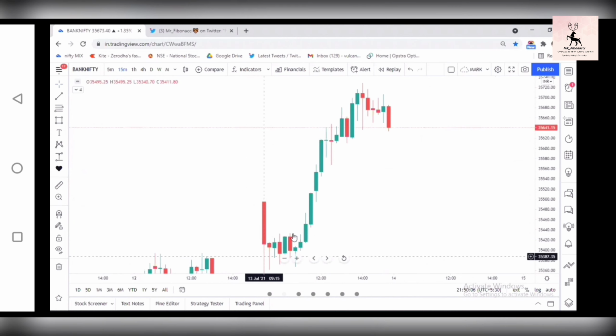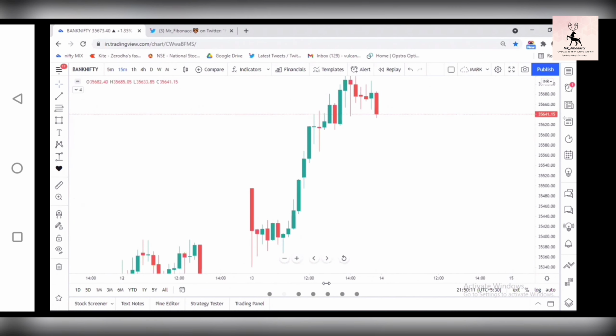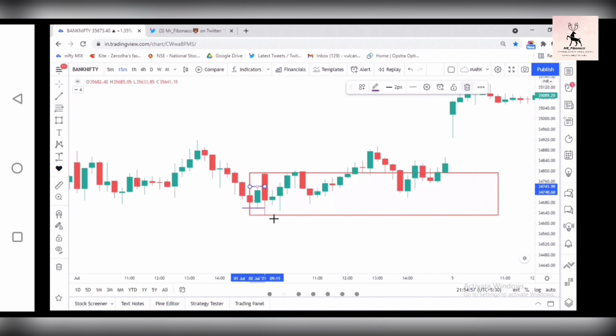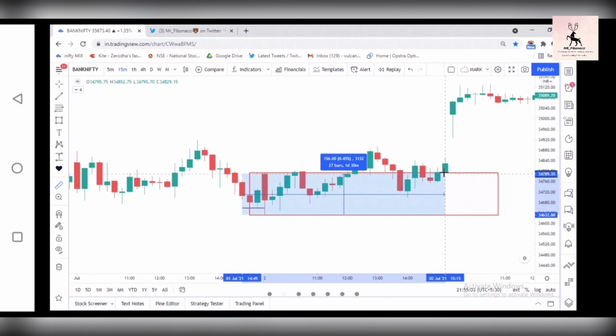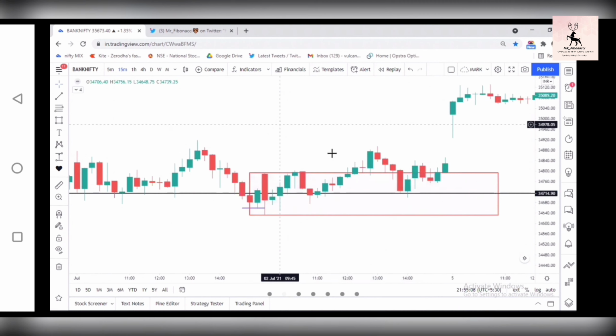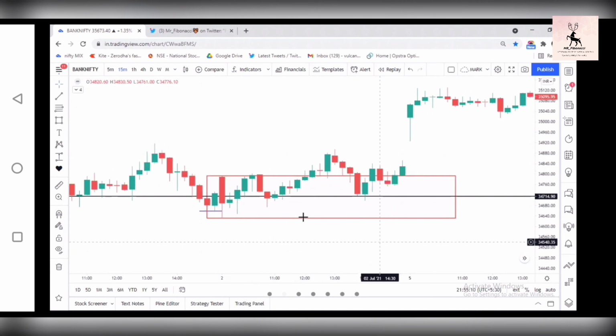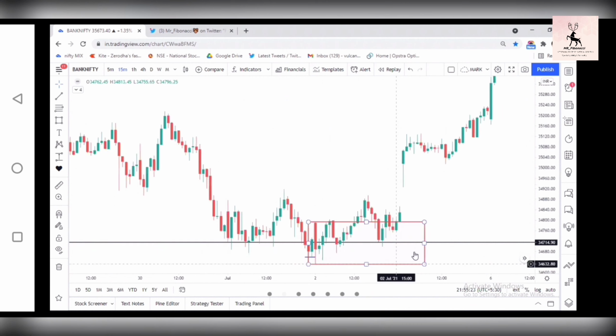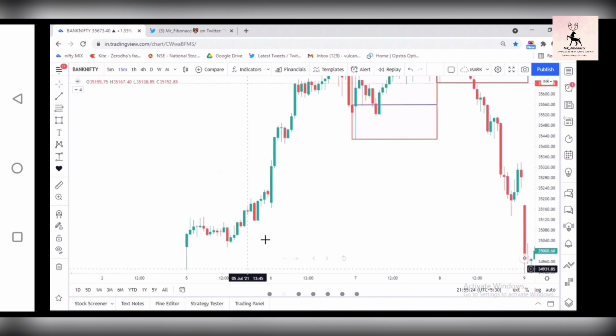So by marking this we will be able to decide the direction of the market. Now see again this idea, how the market is just roaming in the box, and after leaving the box, that was my equilibrium line, and the market just left the box, so it was my true direction.